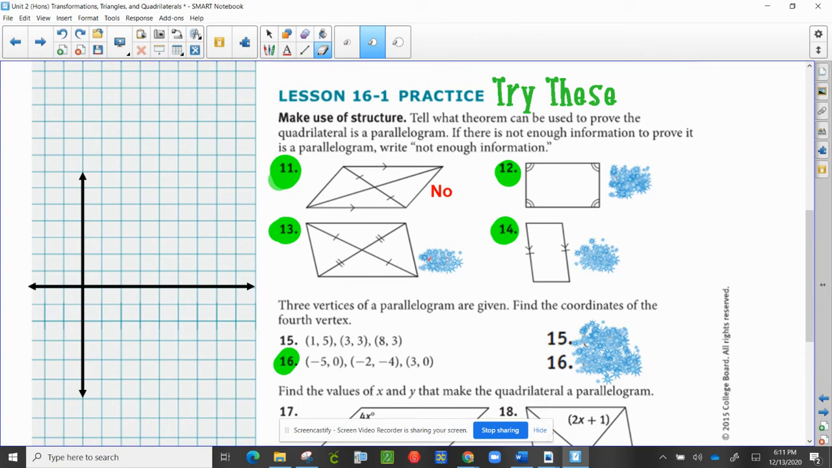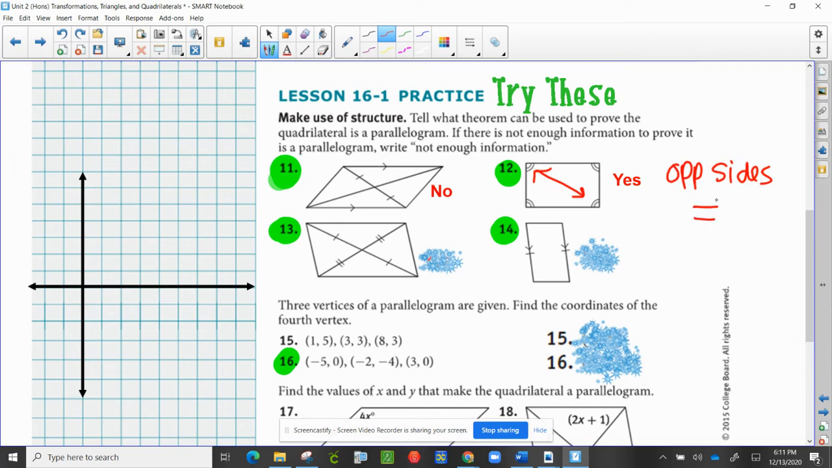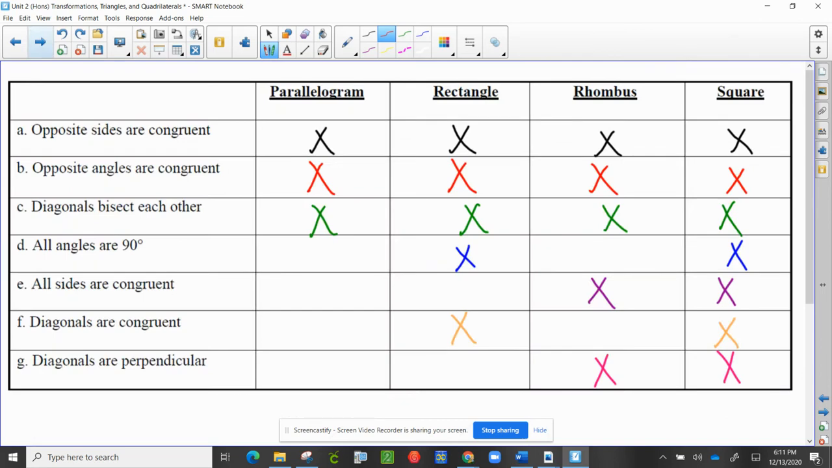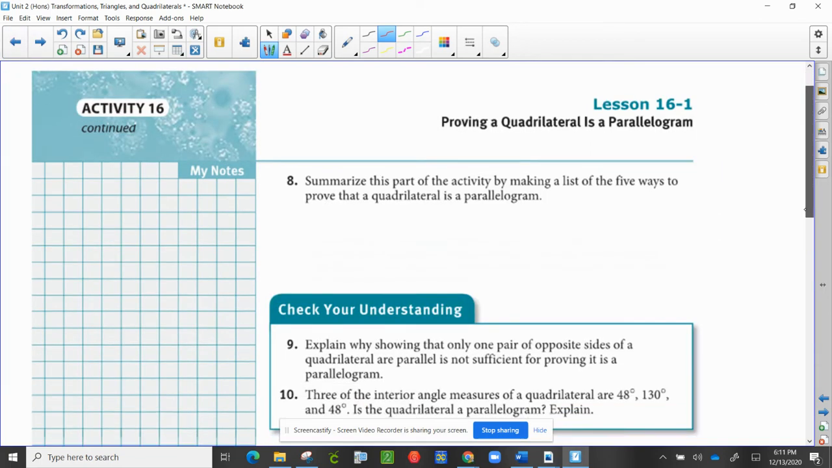Let's look at number 12. Can we prove that this picture here is a parallelogram? Okay, so for this one, the answer is yes, because they're showing here by their tick marks that their opposite sides are congruent. And that we know is a property of parallelograms. If you remember from the notes that we did in class today when we filled this out, opposite angles are congruent. That is a property of a parallelogram. So we can use that to prove that actually is one.